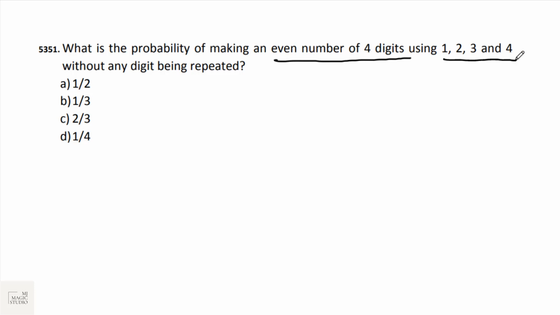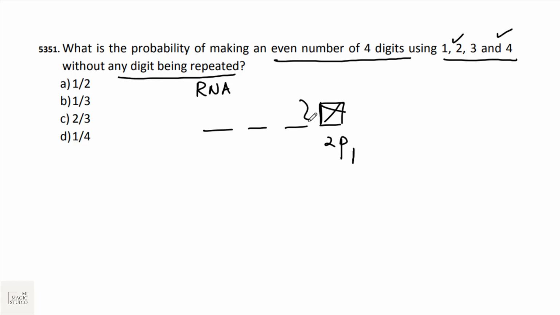What is the probability of making an even number of 4 digits using 1, 2, 3, 4? Only 4 digits are given without any digits being repeated. That means repetition is not allowed. An even number of 4 digits means 2 or 4 will be occupying the last position. So for that we have got 2 options.